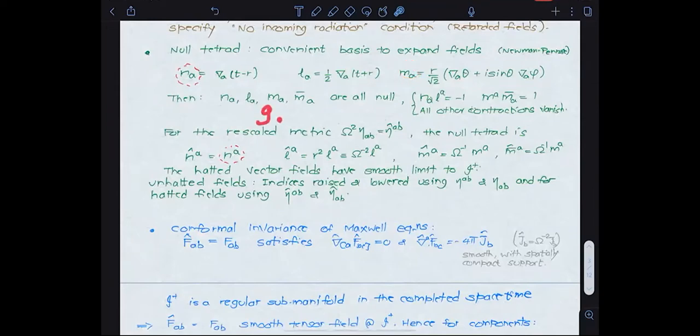In other words, g_ab m^a m^b is equal to 0. And similarly, g_ab m bar^a m bar^b is also equal to 0 everywhere. And therefore, what I get is 4 null vectors, n, l, m, and m bar, and their norm is 0, they're null vectors. And in fact, n is perpendicular to itself, and is also perpendicular to m. l is perpendicular to itself, and is also perpendicular to m.